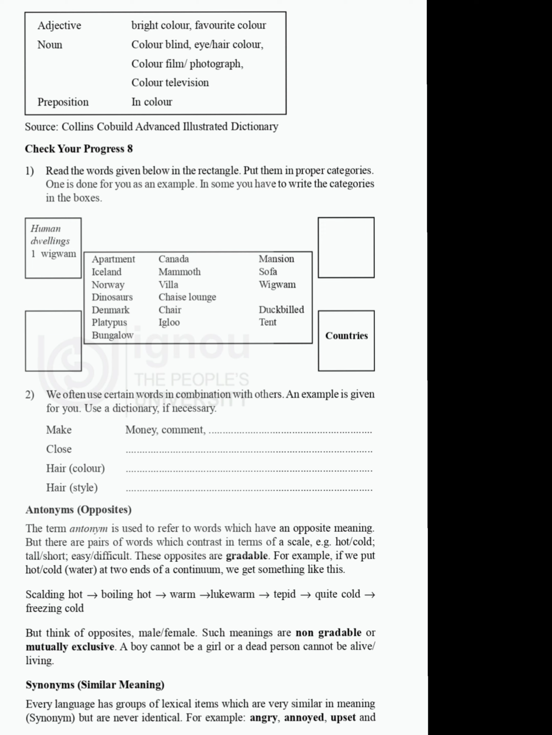Antonyms, opposites. The term antonym is used to refer to words which have an opposite meaning. But there are pairs of words which contrast in terms of a scale, e.g. hot, cold, tall, short, easy, difficult. These opposites are gradable. For example, if we put hot, cold water at two ends of a continuum, we get something like this. Scalding hot, boiling hot, warm, lukewarm, tepid, quite cold, freezing cold.